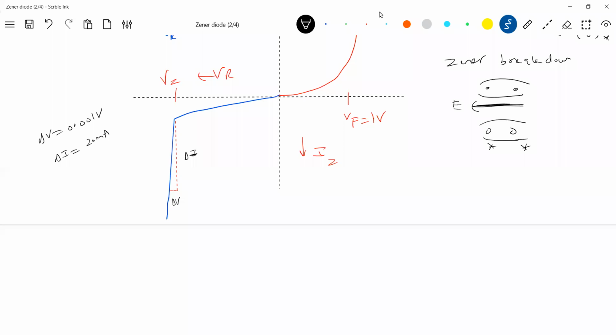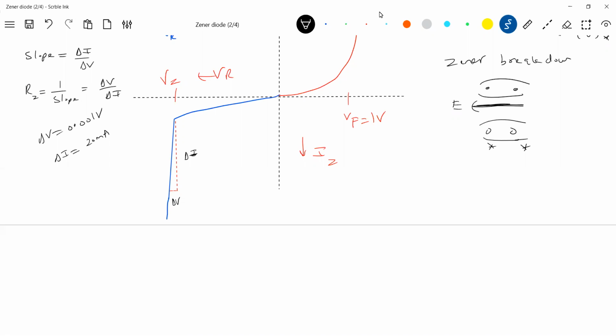Then if I take the slope, what is this slope? The reciprocal of the slope... slope is delta I by delta V. Then the Zener resistance is called RZ. So it is the resistance offered by the material to the flow of current in the Zener diode in reverse bias. That's what we call the Zener resistance.